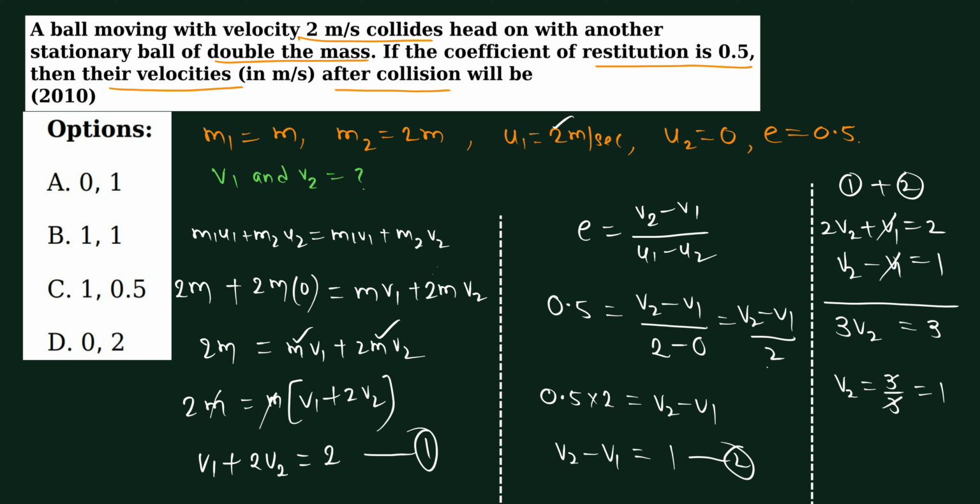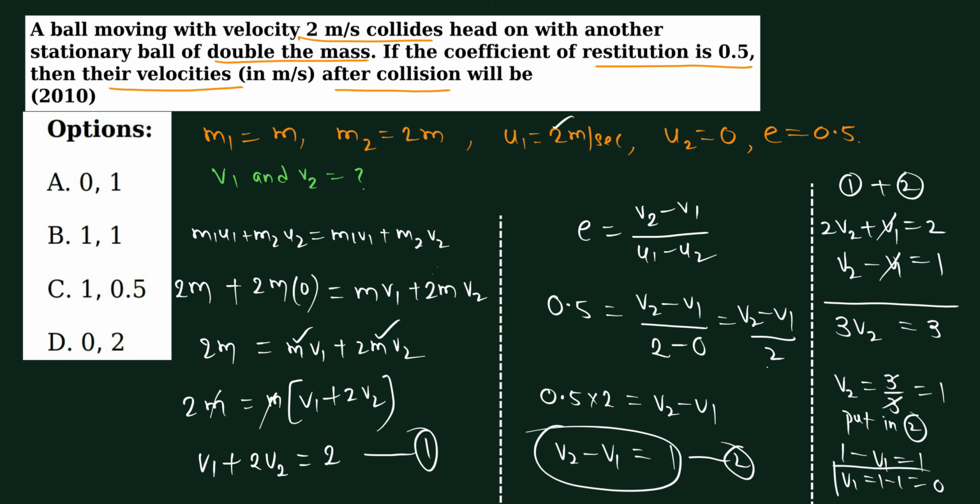Then how do we get the v1 value? Just substitute in any one of these equations. Put it in equation 2. Equation 2 is v2 minus v1 equals 1. So 1 minus v1 equals 1. Then v1 equals 1 minus 1, which is equal to 0.